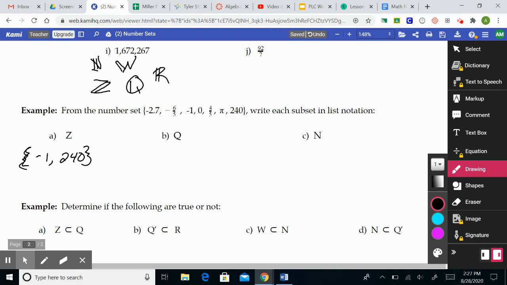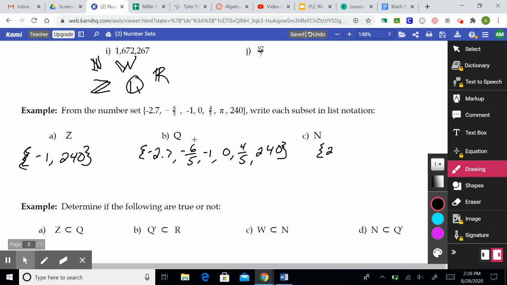Now Q. Q is our rational numbers. So what do we have here that's rational? Well, we have -2.7, -6/5, -1, 0, 4/5. Pi is irrational, and 240 is rational. The natural numbers, all we have here is 240.